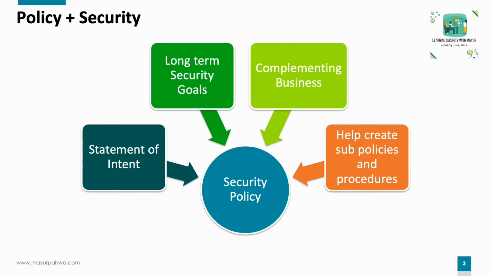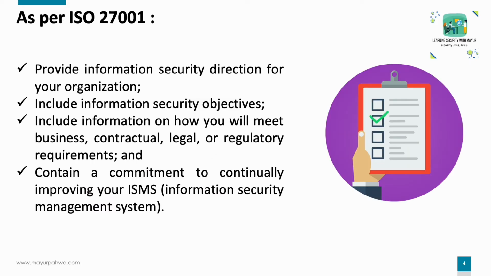Now, see, as per ISO 27001, a security policy will provide information security direction for your organization, include information security objectives, include information on how you will meet business, contractual, legal, or regulatory requirements, and contain a commitment to continually improve your ISMS, that is, Information Security Management System.